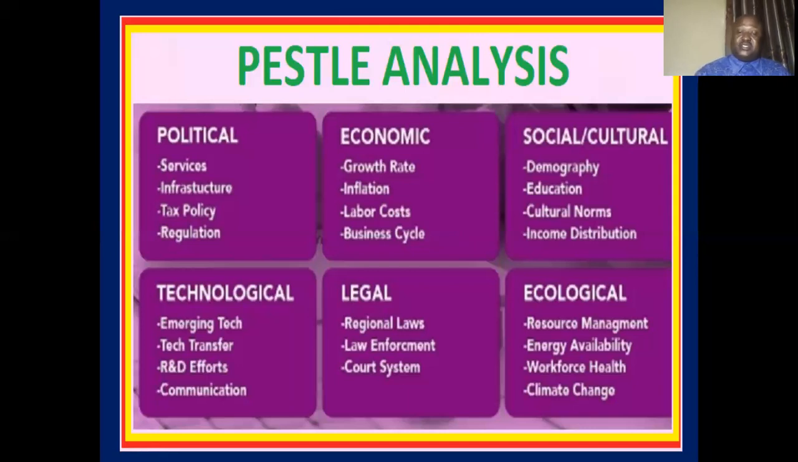Okay, education. An educated population is easier to control because they understand whatever you're talking about easily. Income distribution: if people are poor and money is in the hands of very few people, you most likely have a problem in implementing your proposal.